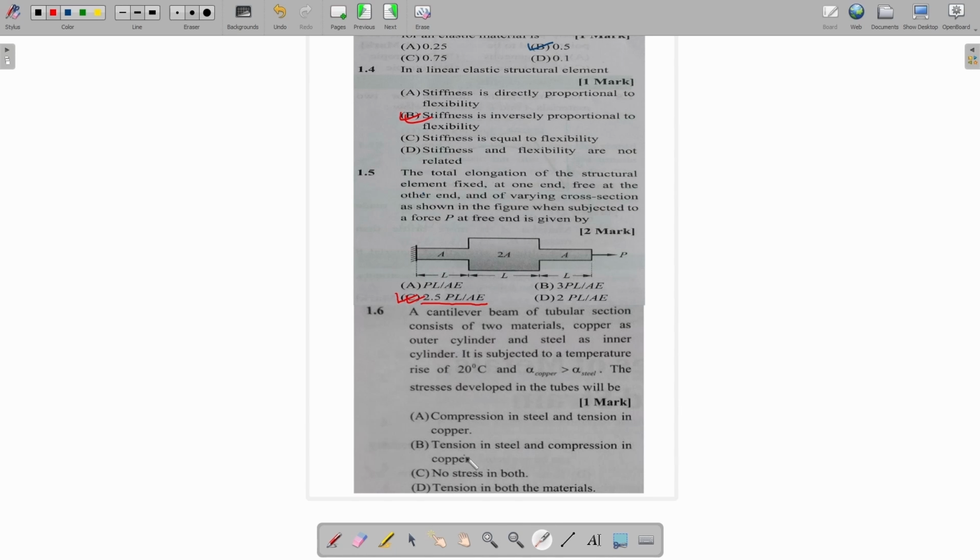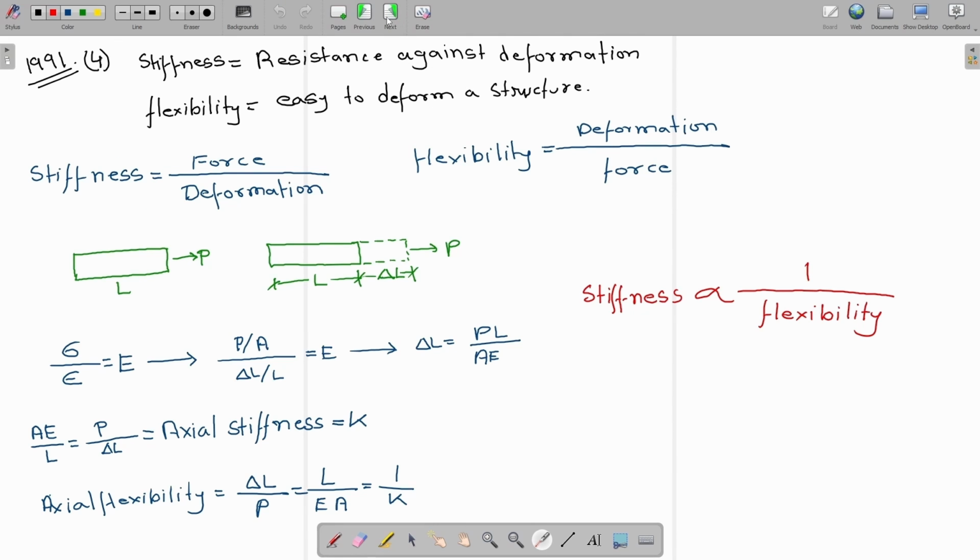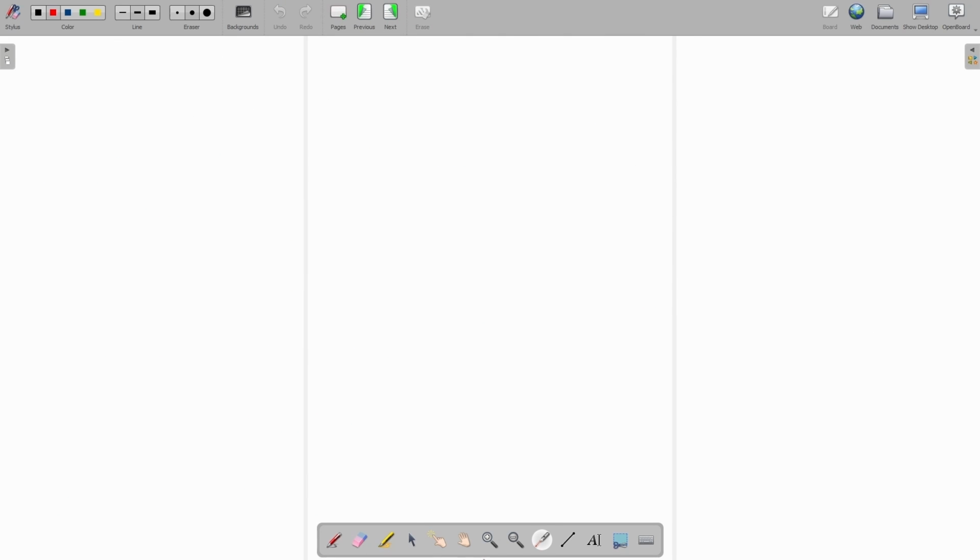Now, at first you need to identify what kind of question it is. It is a question of composite section. Okay. Let me draw this. It will be easy to understand. This question came in the year 1991, question number 6. Okay. Now for the tubular cylinder part, let me first draw it.